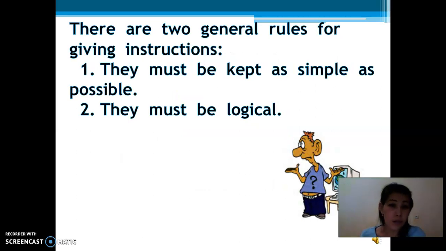So there are two general rules for giving instruction. The first one: they must be kept as simple as possible. It means that when you are giving oral instruction in the classes, you try to use simple language, which is understandable for all learners according to their levels. And also they should be logically connected. So while you are giving the first part of the activity, and then what comes next, they are interrelated to each other. Logical means that they are interrelated consequences.